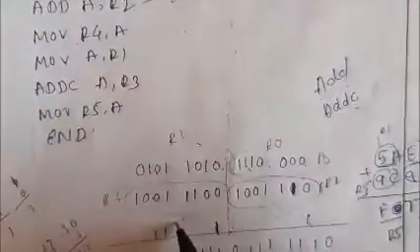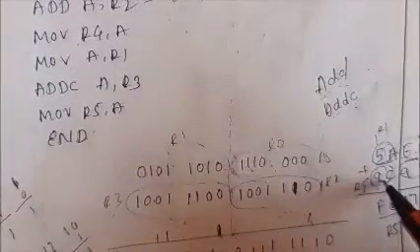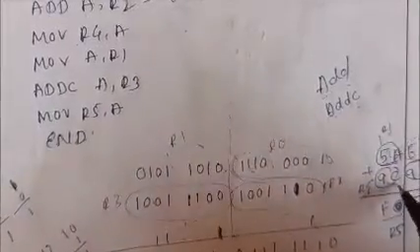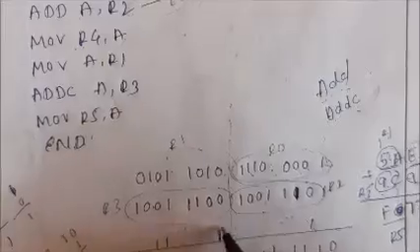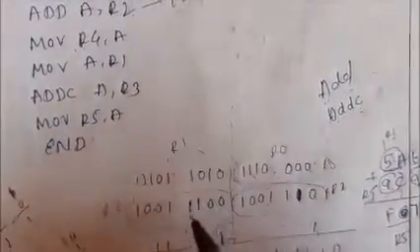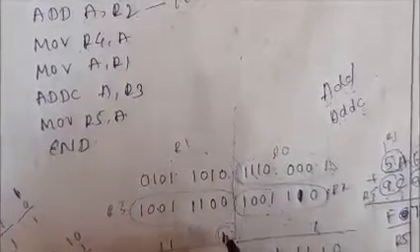But in the second case, what will happen when you perform these two numbers, 5A plus 9C? This is the lower byte, this is your higher byte. So one carry is coming from the lower byte to the higher byte. That means this carry is coming from the lower byte to the higher byte. At that time, I need to consider this carry along with these two numbers. At that time, we are going to use ADDC. Clear? So how to write? ADDC A comma R3.